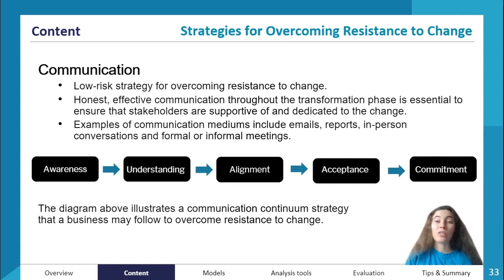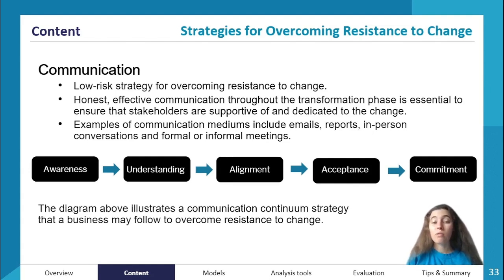Of course, every strategy really for overcoming any kind of resistance is going to need a really good level of communication. So you need to be honest, transparent, effective in your communication throughout the transformation phase. And that's going to ensure that stakeholders are supportive of the change, and they're motivated to help the organization implement that change.